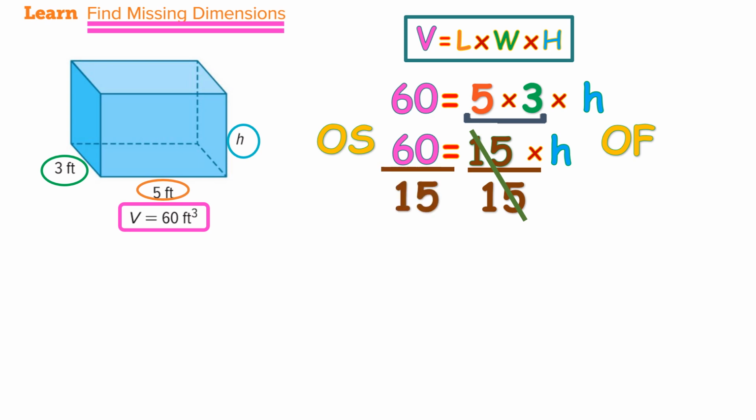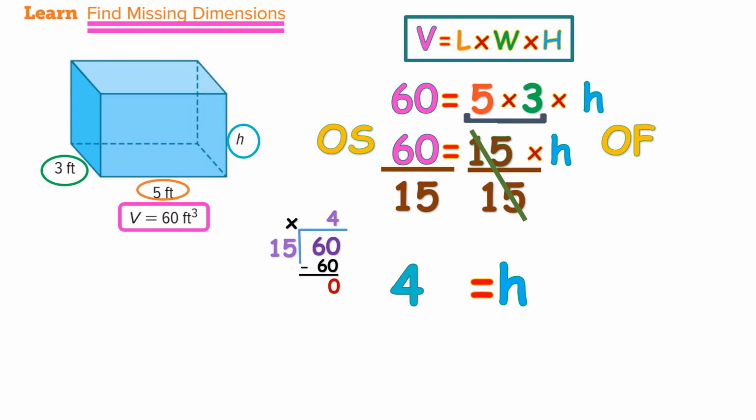Then I go to the opposite side. I'm going to divide 60 by 15. Once again, the top number goes inside the division box, and 15 goes into 60 4 equal times, because that is 60. So what I'm finding is that my measurement is 4, and it's a height.